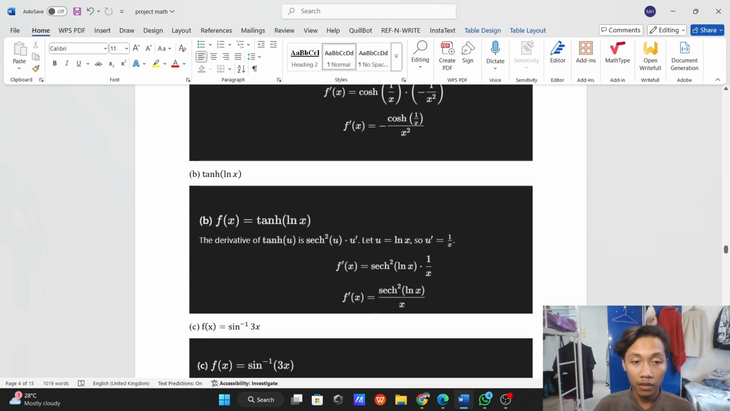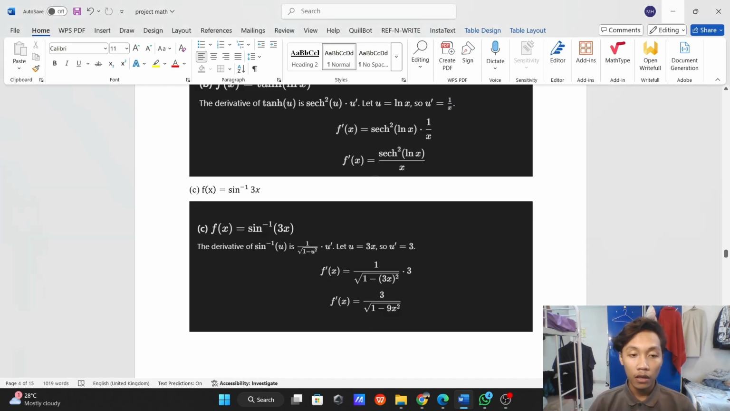Next part is tanh(ln x). The derivative of tanh(u) is sech squared(u) times u prime. So we must let u equal ln x. So u prime is 1 over x. So sech squared(ln x) times 1 over x. So we get sech squared(ln x) over x.